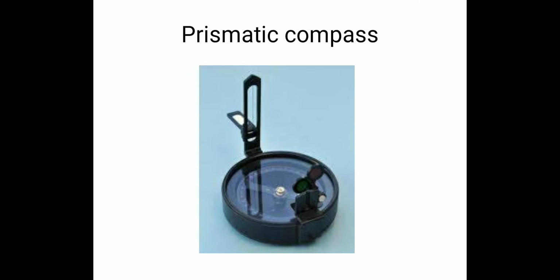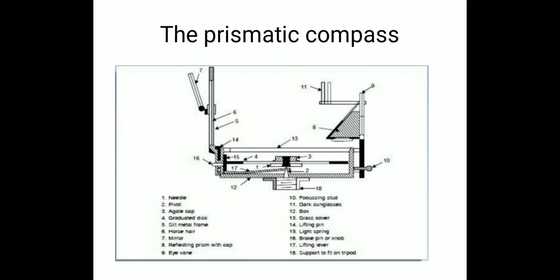The various parts of the prismatic compass are shown. Here we could see it has a needle, a pivot, a cap, a graduated disc where we get the bearings, a slit metal frame, a horsehair, a mirror, a reflecting prism with cap, an eye vane, a focusing stud, dark sunglasses, a box, a glass cover, a lifting pin, a light spring, a brake pin or knob, a lifting lever, and a support to fit the tripod. So these are all the parts of the prismatic compass.